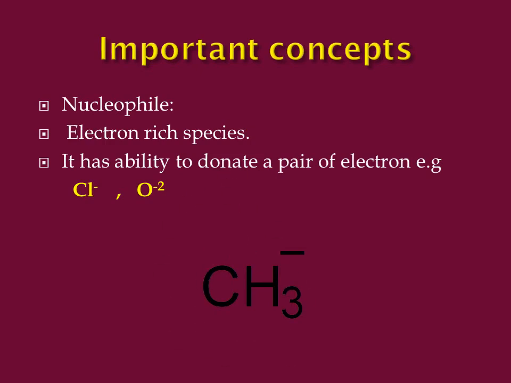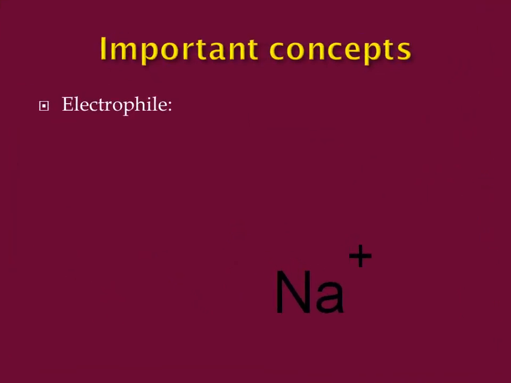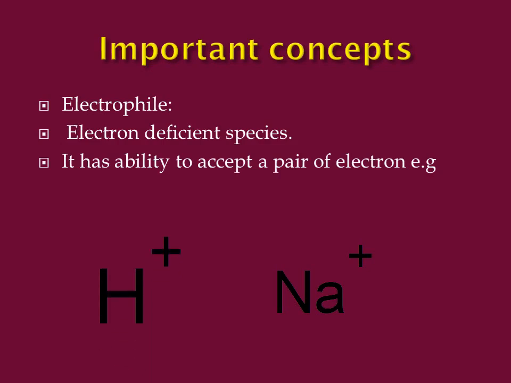The opposite of a nucleophile is an electrophile. An electrophile is an electron-deficient species. It has the ability to accept a pair of electrons because it is electron deficient. So it can accept a pair of electrons from the nucleophile.